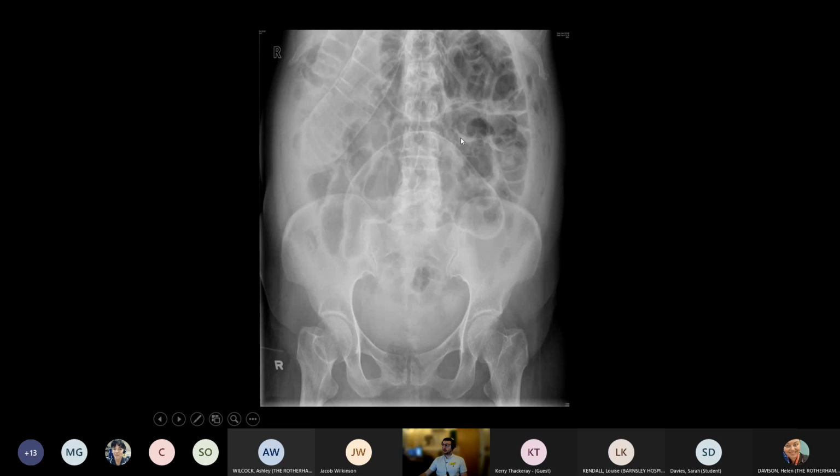Here's Rigler's sign. And you see what I mean? You can see the outline of both sides of the bowel wall here. So you see this nice, well-defined edge that you wouldn't see normally because of the interface between the soft tissues of the abdomen and the bowel wall.